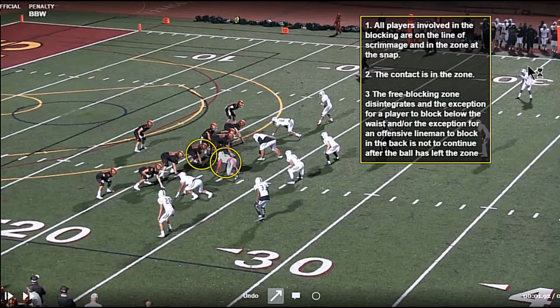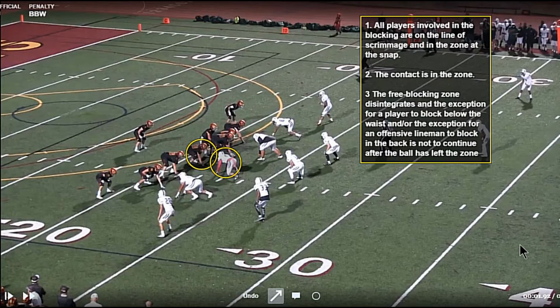As you can see, number one, all players involved in the blocking are on the line of scrimmage and in the zone at the snap. The two players highlighted are the players involved in this block, and as you can see, they do meet that requirement. The contact is in the free blocking zone. I'll show you that in just a second. And then the third is that the ball stays in the zone.